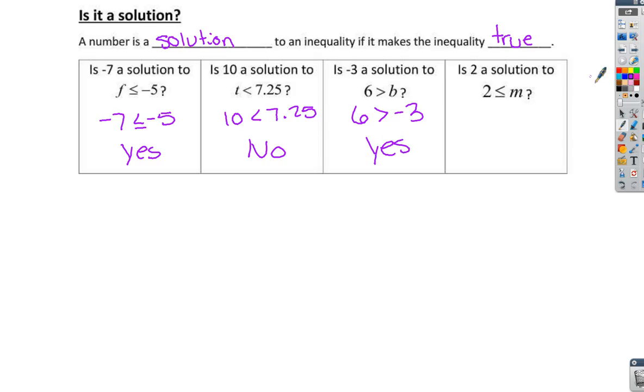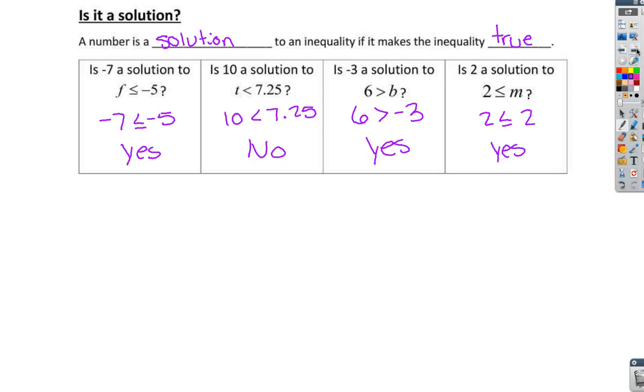And then our last one, is 2 a solution to 2 is less than or equal to m? Well, let's plug it in. So we're plugging in 2. Is 2 less than or equal to 2? Well, it's not less than, but it has this line underneath that says equal to, and 2 is equal to 2, so yes, this is a solution.